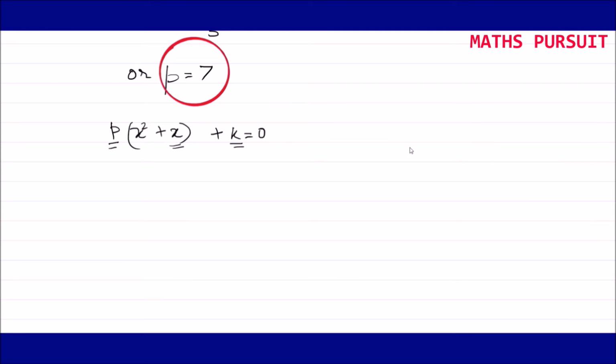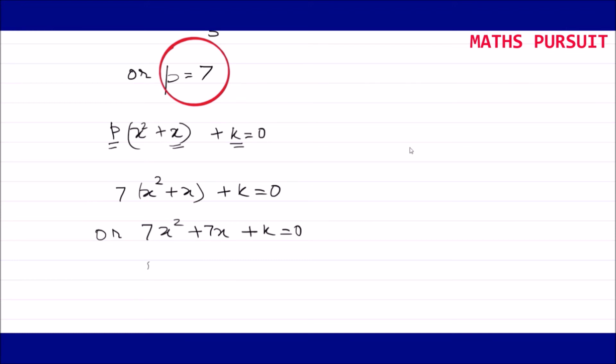Now let's put the value of p here in this equation. So I can write 7 into x to the power 2 plus x plus k is equal to 0, or 7x to the power 2 plus 7x plus k is equal to 0. This is what we got. Now the question is also telling that this particular equation p into x to the power 2 plus x plus k is equal to 0 has equal roots.